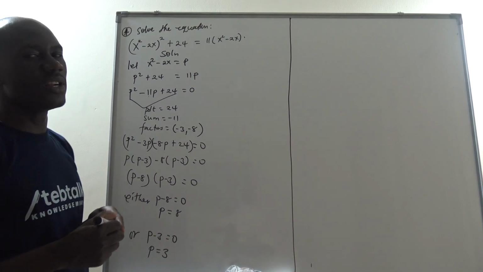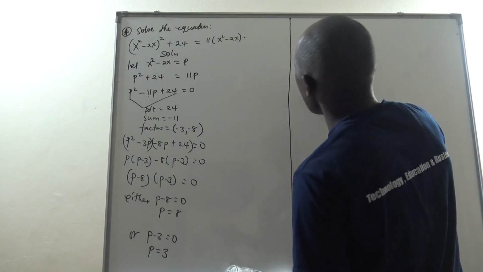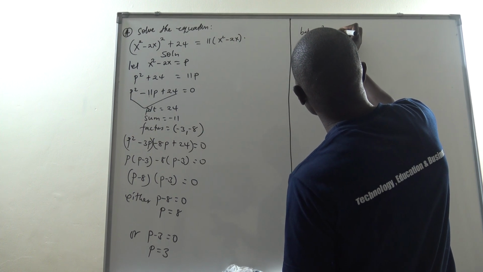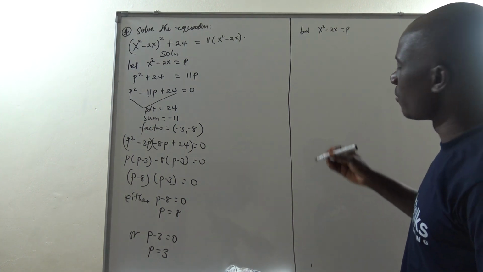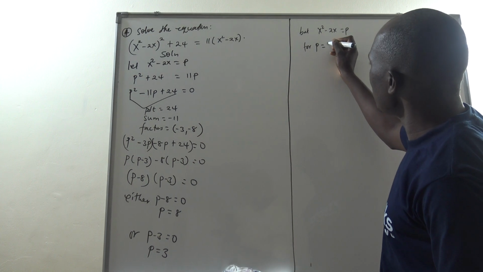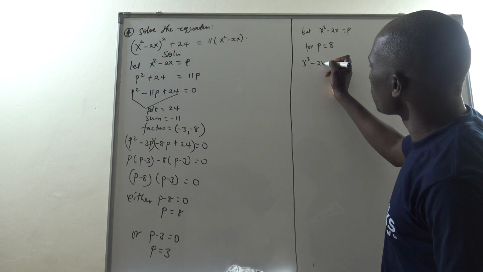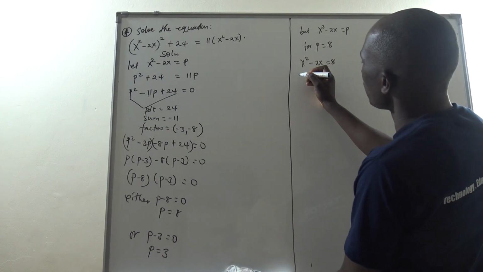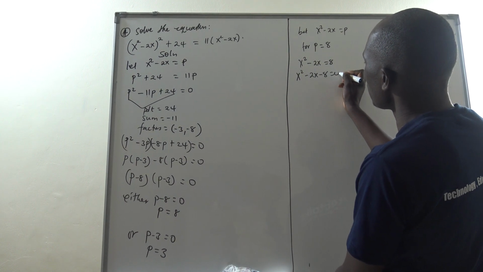After coming out with those values of P, but remember, x squared minus 2x was equal to P. So we start substituting for each value which you have got. You can say for P equals 8, substituting, we are getting x squared minus 2x equals 8. We can bring this one here. We are getting x squared minus 2x minus 8 equals 0.